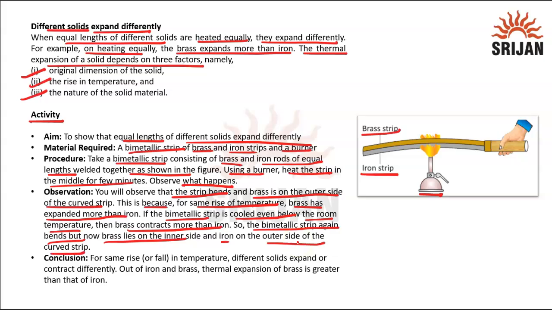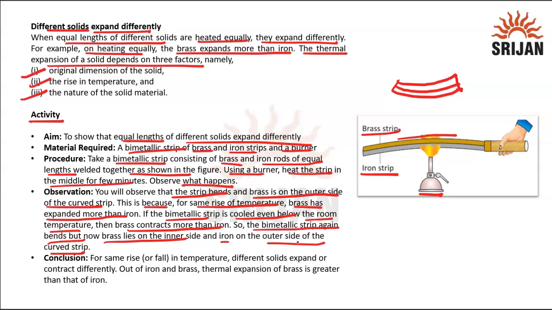Here you can see the curve because you are applying heat, so the brass is expanding. Now if you take away the heat and put it into something cooler, it will be like this. So again the brass will end up on the lower side. The reason is that brass will contract comparatively more than the iron. You are not changing the temperature, so with the same temperature you can see such changes.